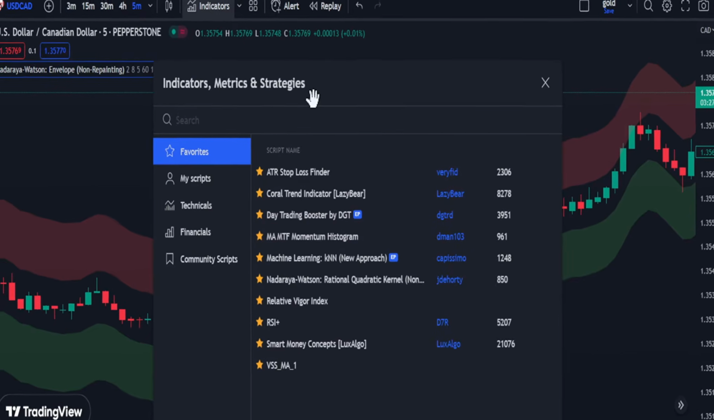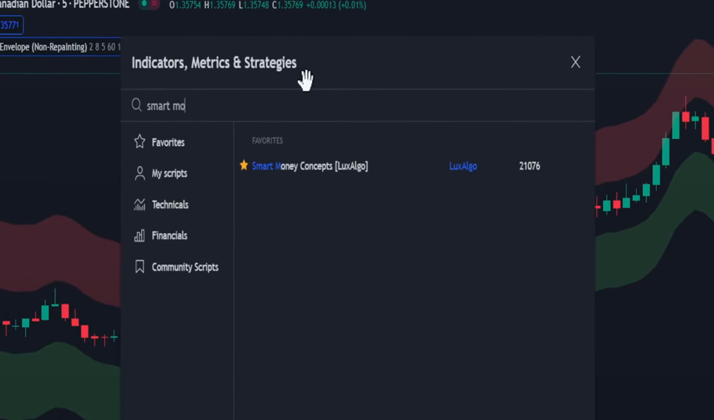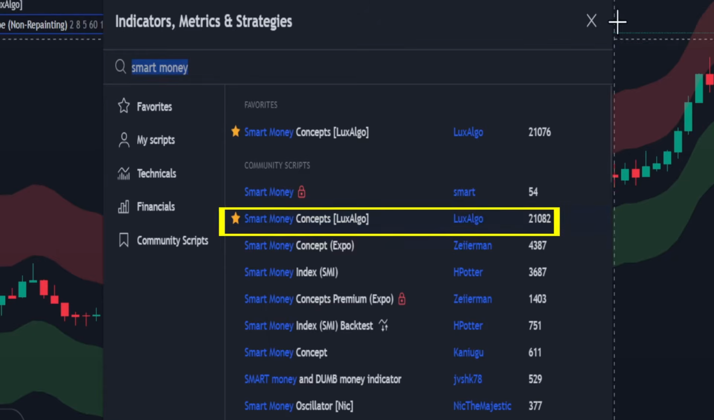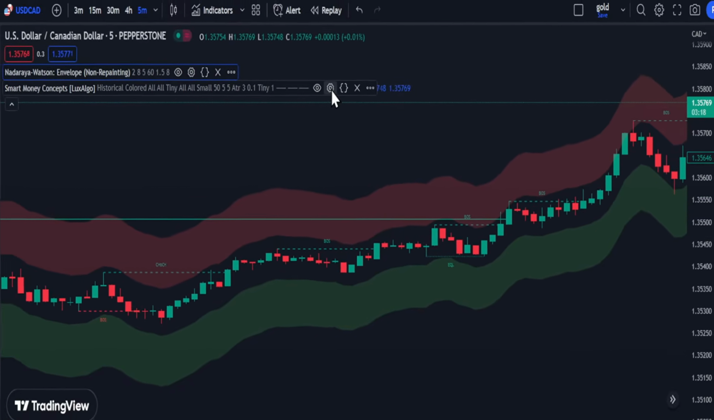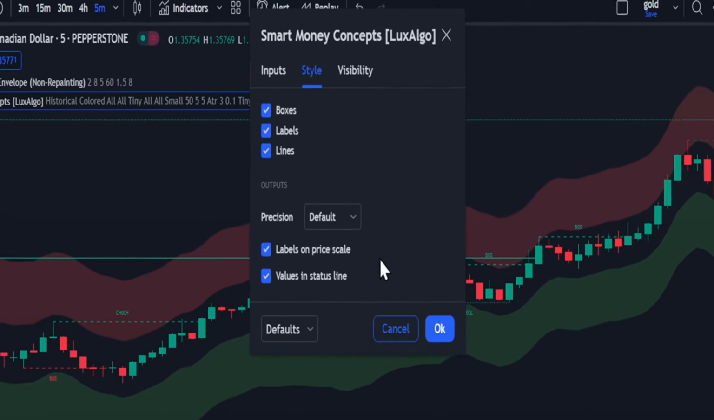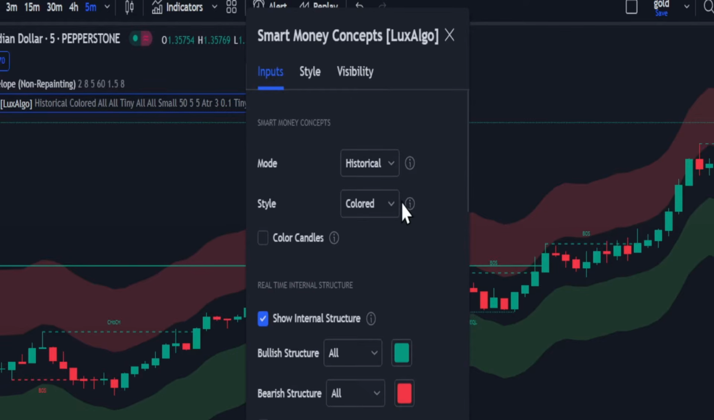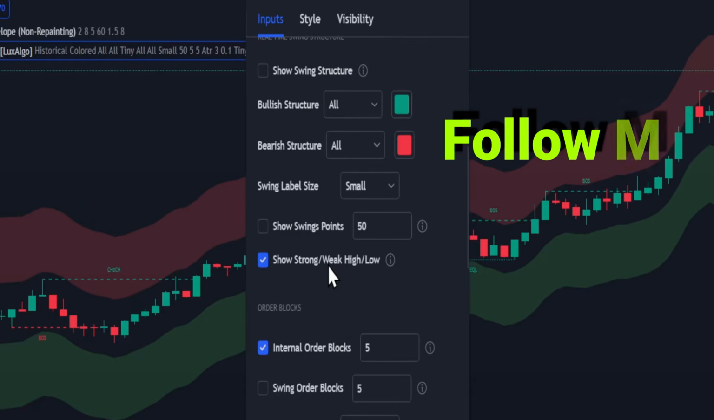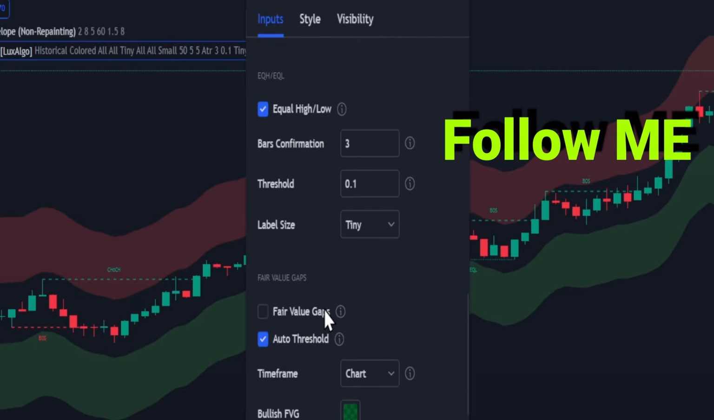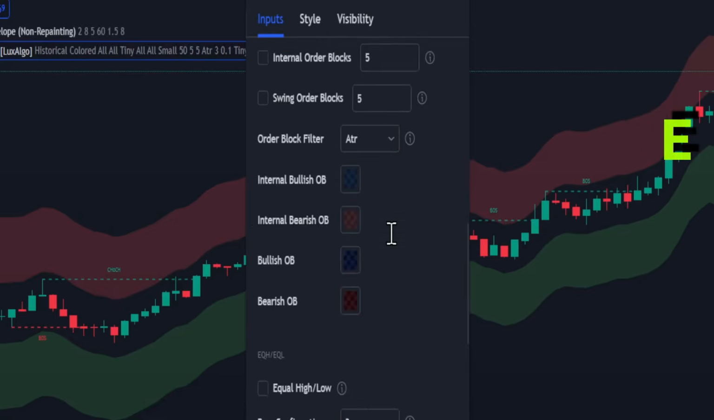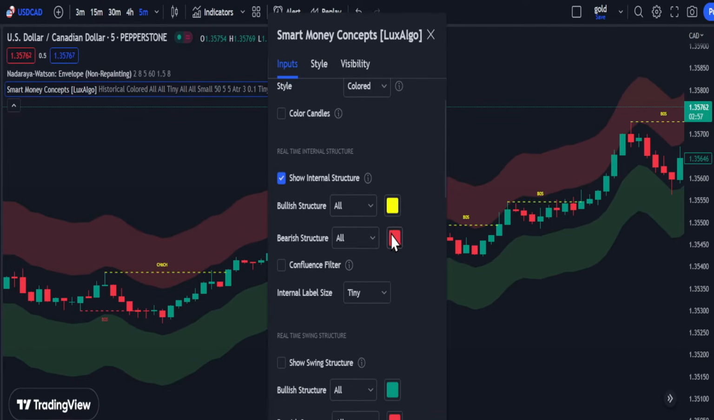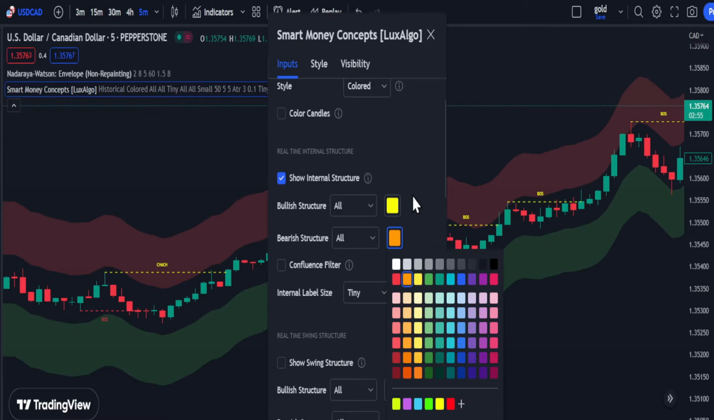Go to the Indicator tab, search for Smart Money Concept. This one by Lux Algo. Go to the Settings. On the Style tab, there's nothing to change, but on the Inputs tab, turn off all of this. Okay, going back to here, change this to yellow and change the bearish structure to orange.